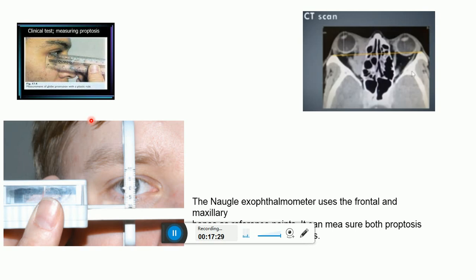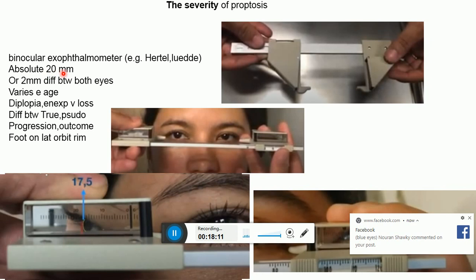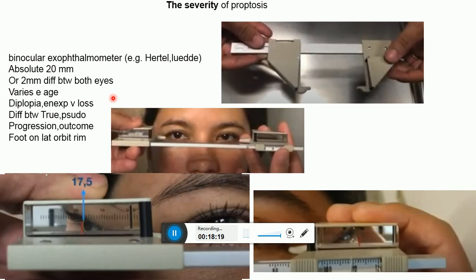The severity of proptosis can be measured with a plastic ruler, which is placed on the lateral orbital margin. Here you can see. Or it can be measured by binocular exophthalmometer, Hertel or Luedde. The corneal apices, which you can see here, are visualized to determine the degree of ocular protrusion from a scale. Measurement can be taken both relaxed and with the Valsalva maneuver. Absolute value is 20 mm or 2 mm difference between both eyes. It also varies with age. It is used for diplopia, difference between true and pseudo, for progression and outcome of proptosis, and the foot is placed on the lateral orbital margin.